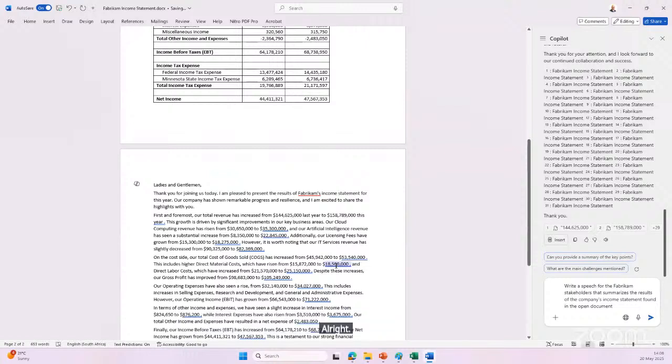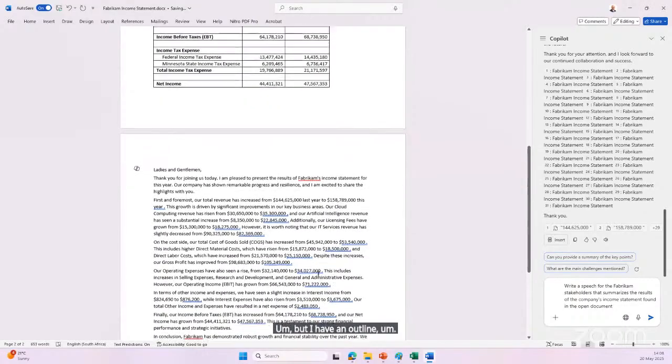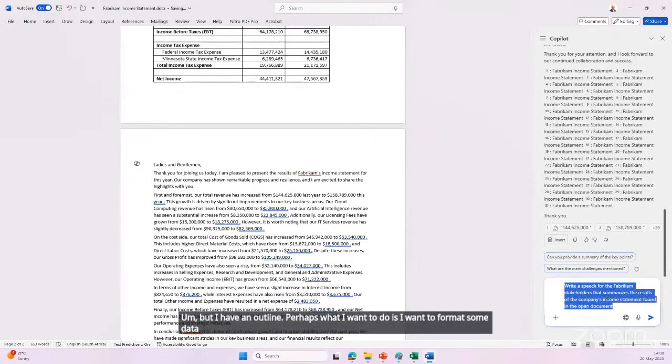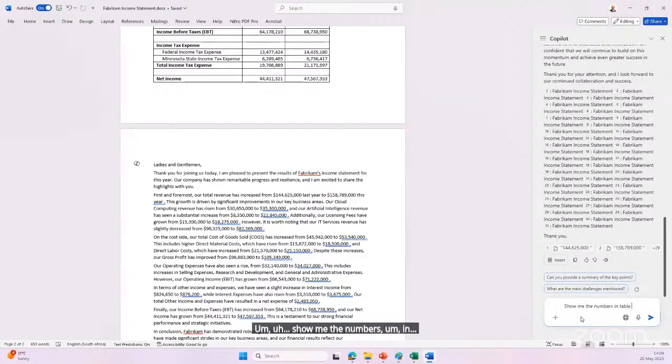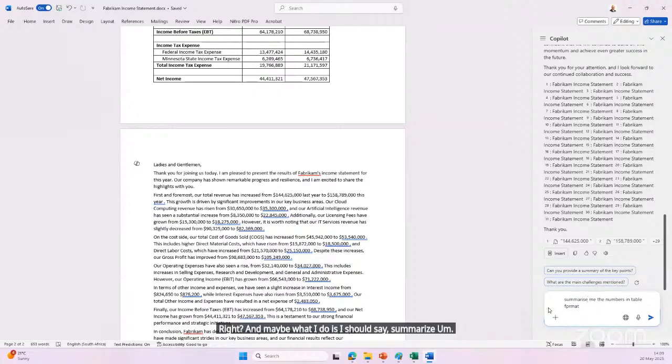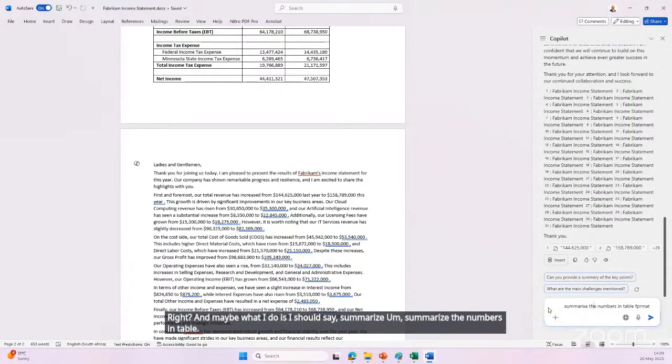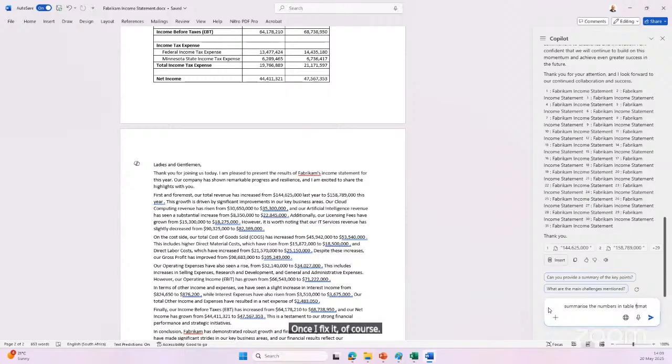All right. Now, the format is not perhaps exactly what I want, but I have an outline. Perhaps what I want to do is format some data in a table. So maybe we'll say something to the effect of, show me the numbers in a table format. Okay, show me the numbers is not a good way to ask. Maybe I should say, summarize the numbers in table format, something to that effect.